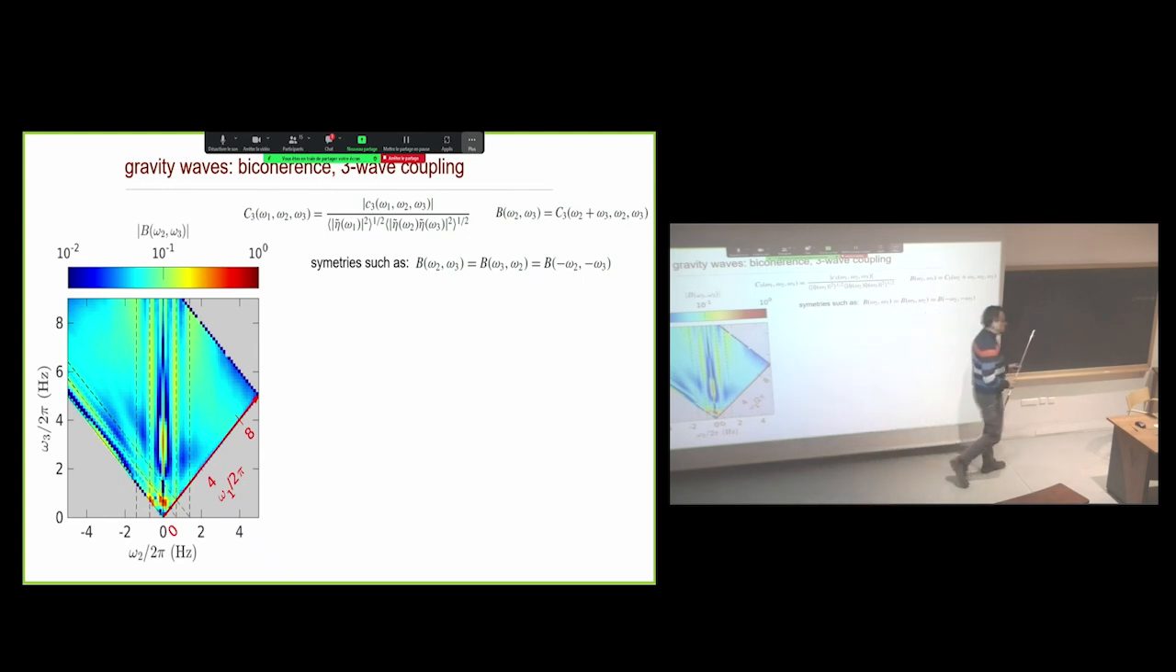I plot only a part of the map because there are many symmetries in this object, just to simplify the images a little bit. Maybe I was a little bit quick. Here is frequency omega 2, here is frequency omega 3. Frequency omega 1 is the sum of the two, so you can get it from this axis, the red axis here. And the colors are the value of the bicoherence.